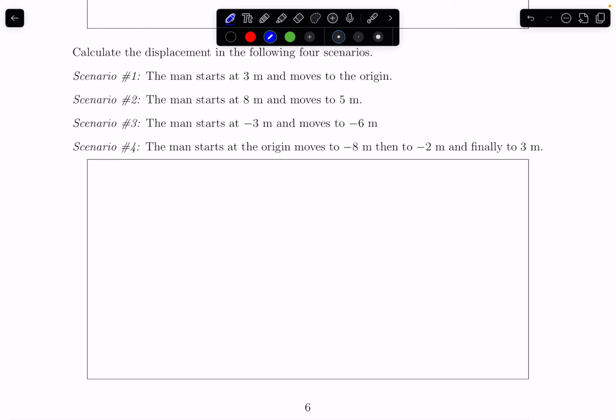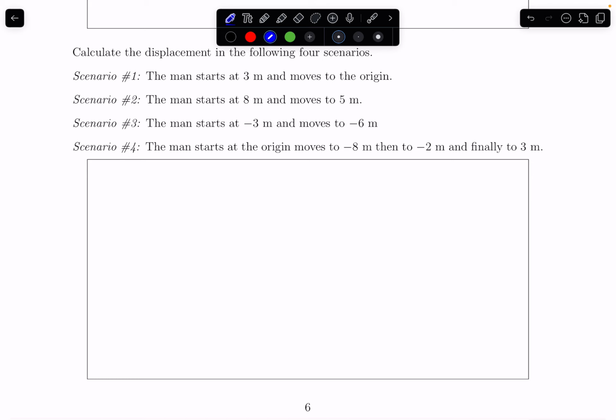All right. Scenario 3, we're starting at -3 and we're moving to -6. So -3 to -6. I know, exciting, right? What's the displacement? -3, right? So -6 meters minus -3. Two minuses, what happens to them? Turns into positive, right? -3 meters. Good.